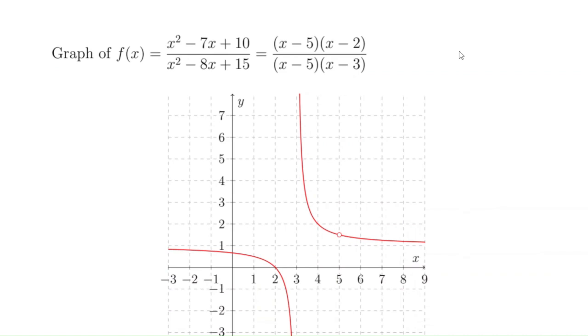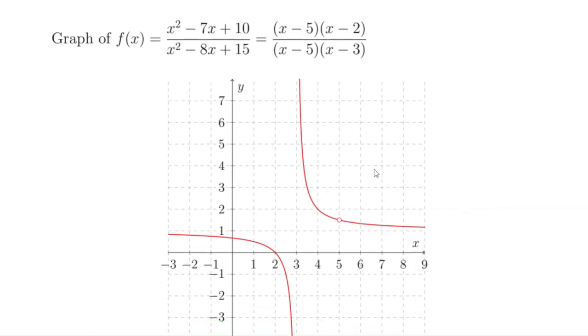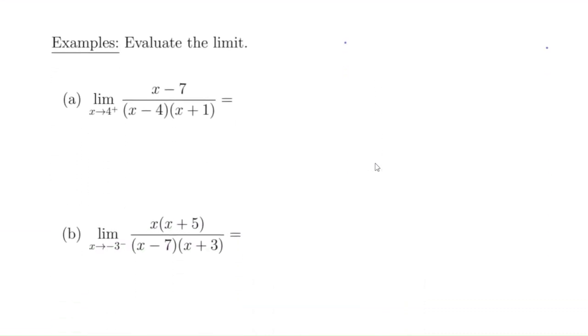Actually, I've drawn the graph right here, and I showed the correct spot for the hole right there. But let's move on. Let's evaluate a few more limits. I've factored these already for you, so it makes it a little easier. What's the limit as x approaches 4 from the right of this? Well, again, notice when we plug in 4, we get 0 down here, and we don't get 0 up there. So we're going to get some type of infinity. The question is, is it positive infinity or negative infinity?